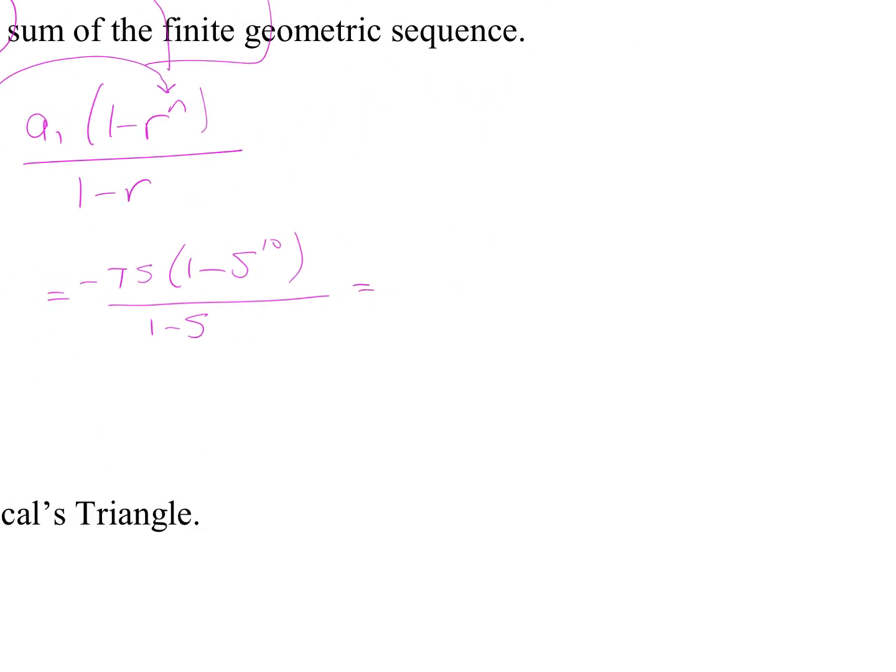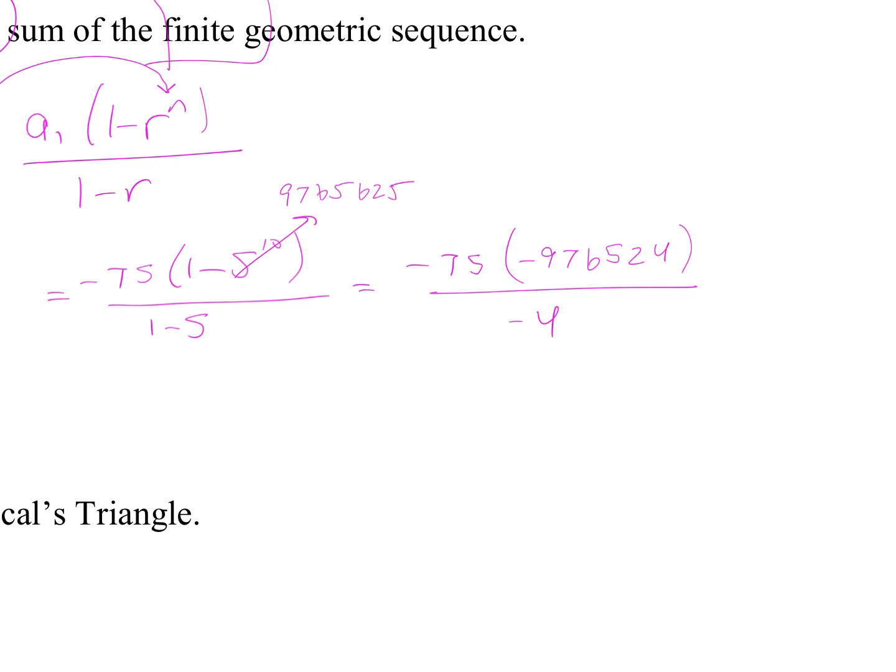Now this just becomes calculator work. I have negative 75 on the outside. Guys, what is 5 to the 10th power? 9765, what? 625. All right, so if I have 1 minus that, do you guys agree with me? It's negative 9765624. Over 1 minus 5 is negative 4. Everybody with me?